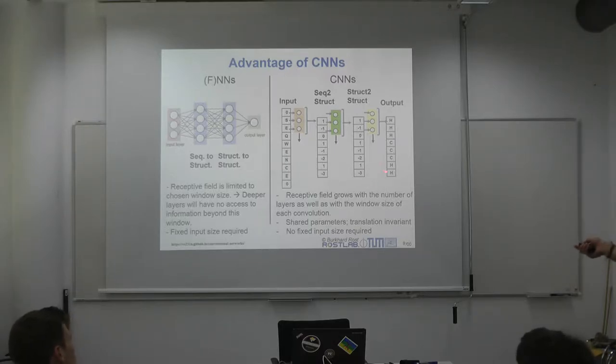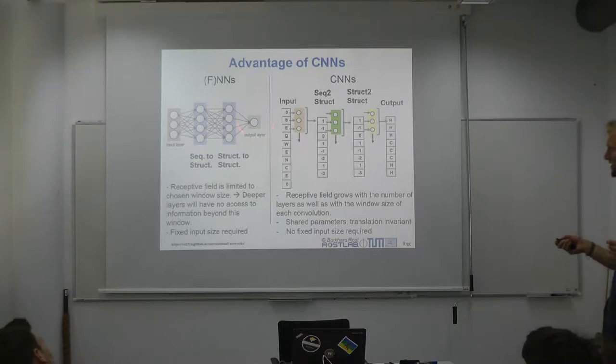The main difference here is that this is done in one network and it is trained end to end. So you have one input, one output here, and then you calculate your loss and you backpropagate the whole loss through the network. And this is important because in this case, this was not possible. So you had to first train in one step the sequence to structure network, and then in a second step, the structure to structure network.